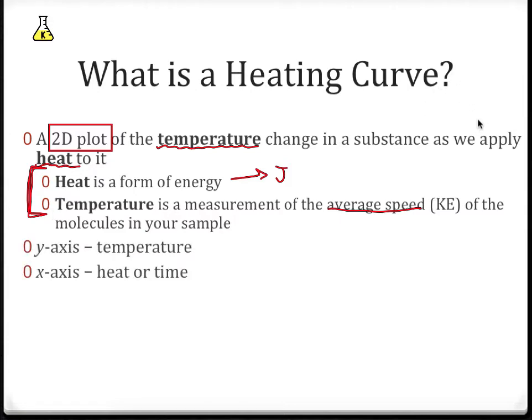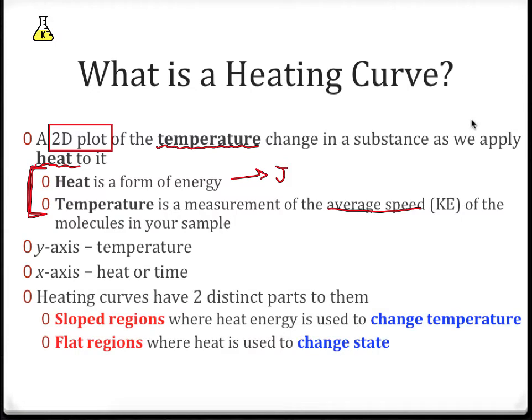Back to our heating curve plot itself. When we plot a heating curve, we plot it again on a two-dimensional axis. The y-axis is where we plot our temperature data, and the x-axis is where we plot our heat data, or sometimes time. If our reaction is producing a constant amount of heat over a certain amount of time, that's a very reasonable measurement of heat as well.